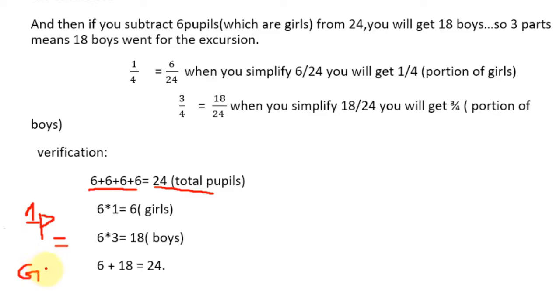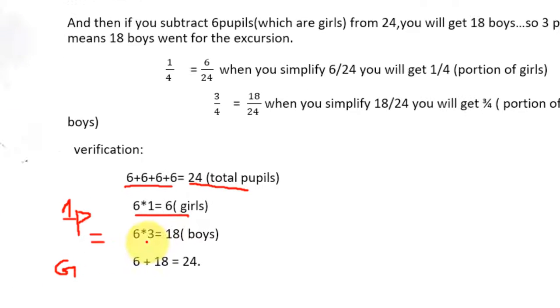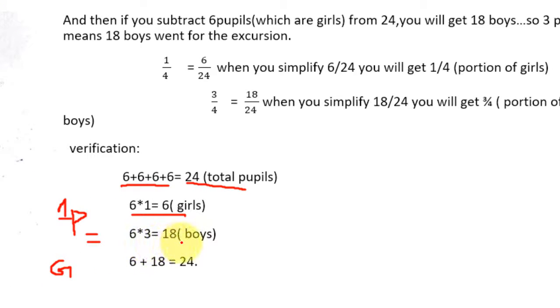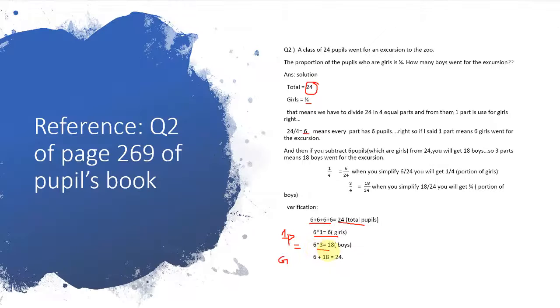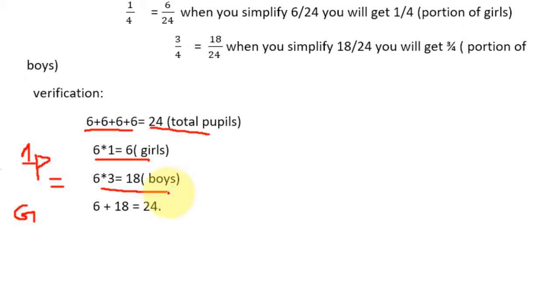That means there are only 6 girls, and the remaining 3 parts are boys, so we have to multiply 6 by 3 and you will get 18. So 18 boys went for the excursion. When you add these 6 and 18, you will get a total of 24. So your answer is 3 upon 4 for the boys, right?